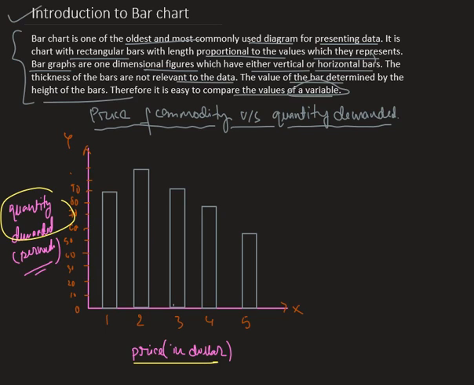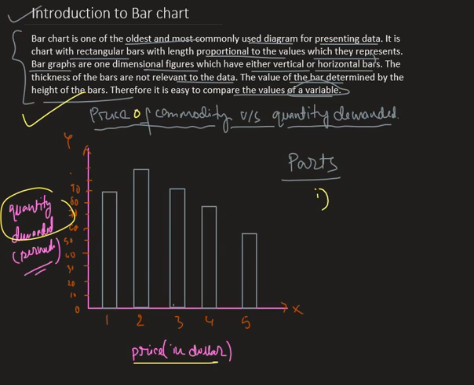Now we are going to discuss the parts of a bar chart. So for example, suppose this is a bar chart for price of commodity versus quantity demanded. In the x-axis we write the prices, and in the y-axis we write the quantity demanded, and this is the bar chart of ours.